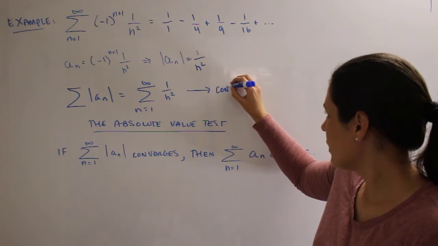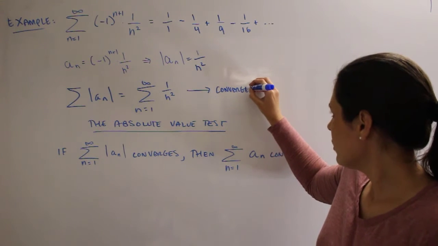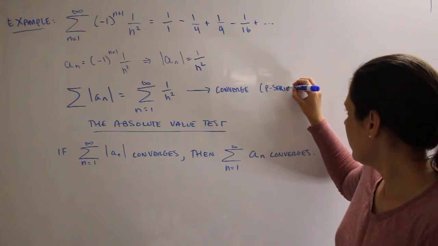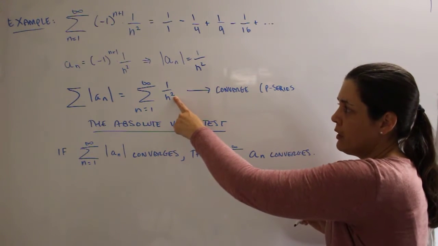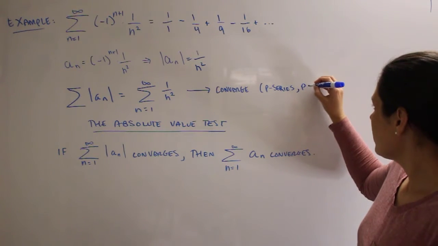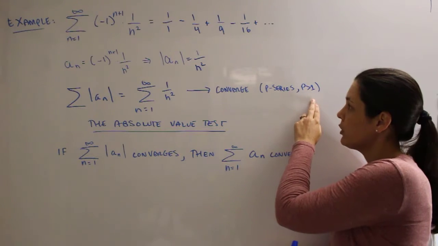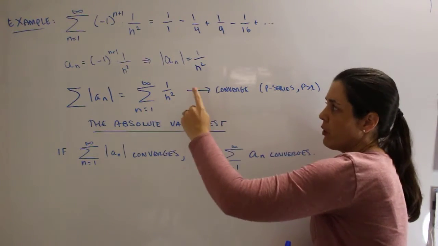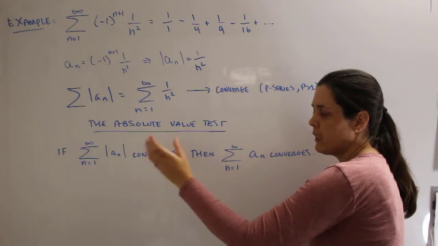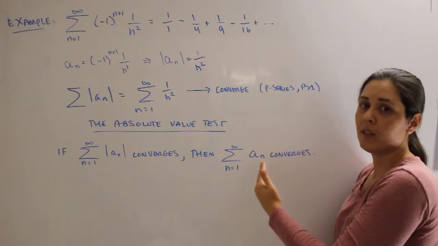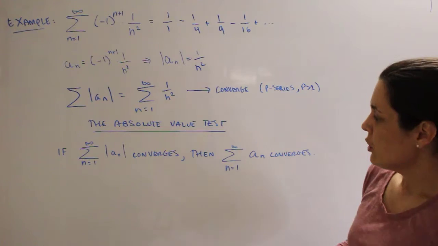Okay, and I'll write it off to the side about the p-series. So this one is going to converge because this is a p-series. We have an exponent of 2 here, p is 2, where p is greater than 1. Okay, so p-series converges whenever the exponent is greater than 1. This series converges, so based on our absolute value test, this series of absolute value converges, so our original series therefore converges.